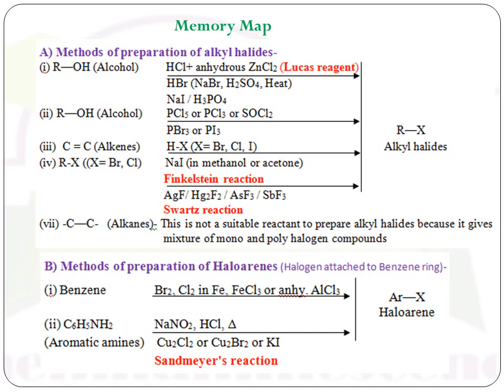Now the next one is the method of preparation of haloarenes. Mainly first one is from benzene, that is direct halogenation of benzene in presence of Lewis acid like iron, ferric chloride or anhydrous aluminum chloride. And the second one is from primary amine, that is Sandmeyer reaction.